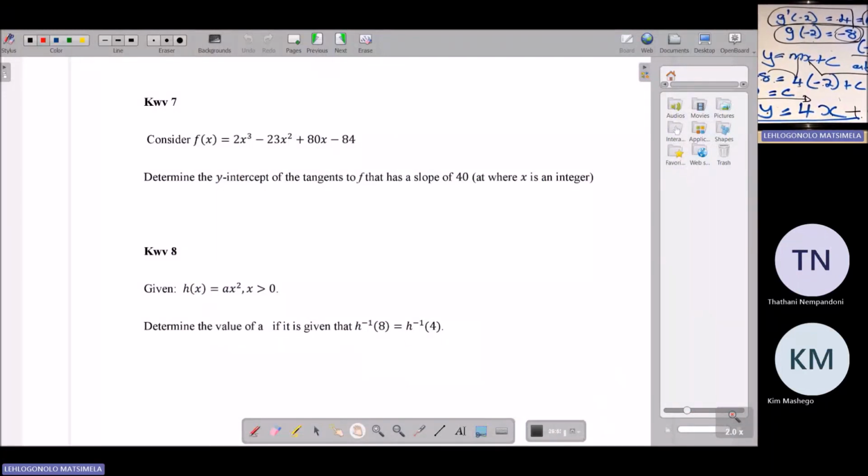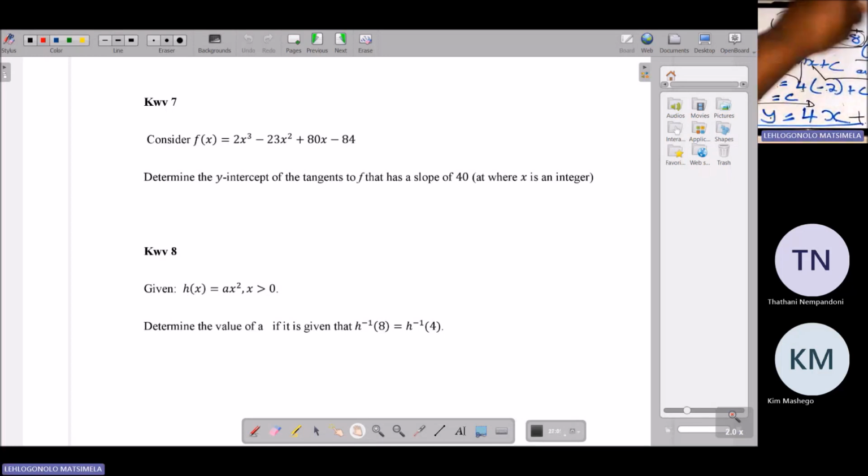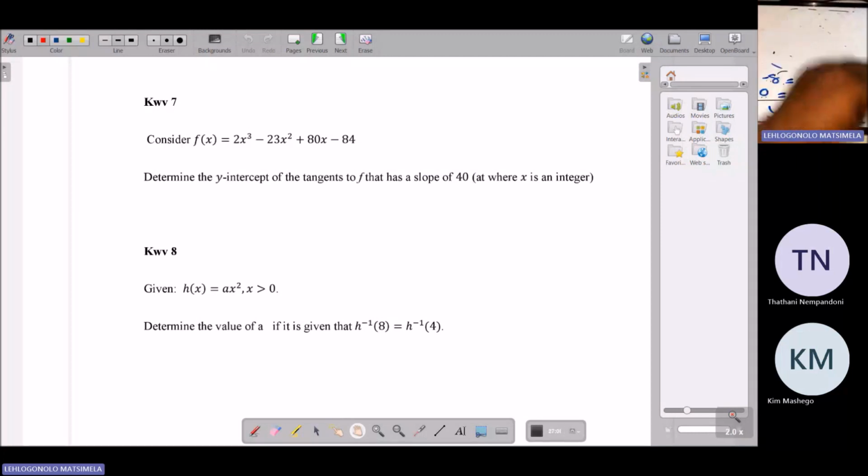Let's say, for example, let's look at number 7 of this one. It says consider the equation given: f(x) is equal to 2x to the power of 3, minus 23x to the power of 2, and also plus 80x minus 84. Can we all see that, right? This is the given example.